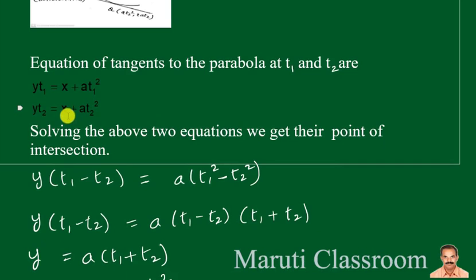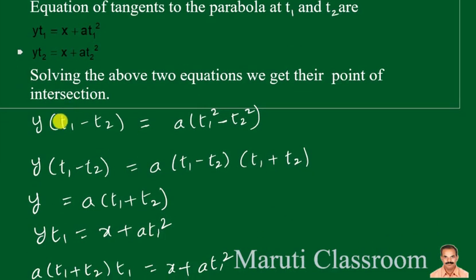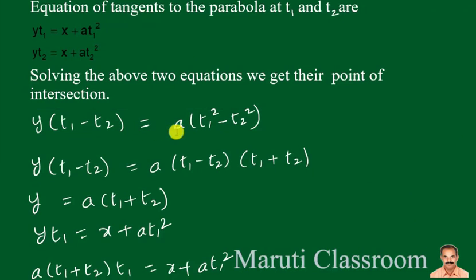Subtract the second equation from the first equation. Then we get y into (t1 minus t2) equals a into (t1 square minus t2 square). Since a square minus b square is (a minus b)(a plus b), this is a into (t1 minus t2) into (t1 plus t2). The t1 minus t2 on both sides cancels. So y equals a into (t1 plus t2).